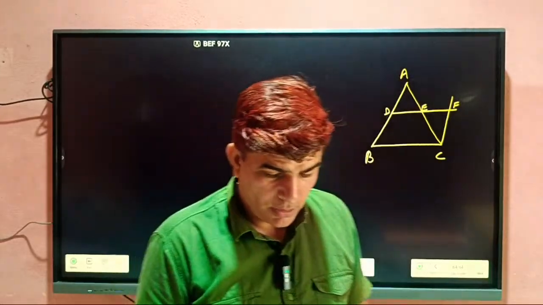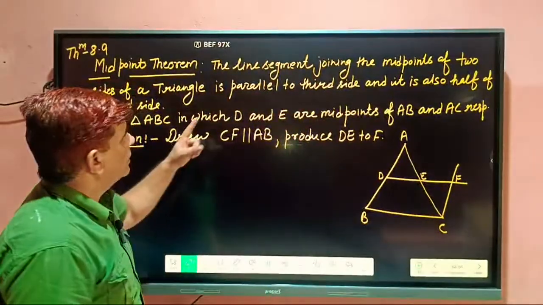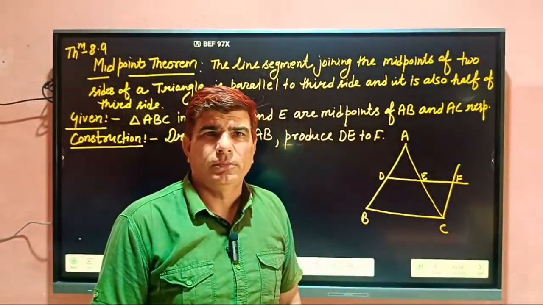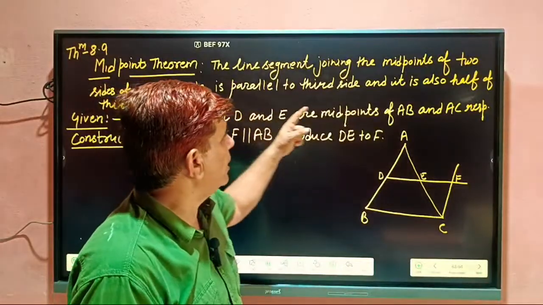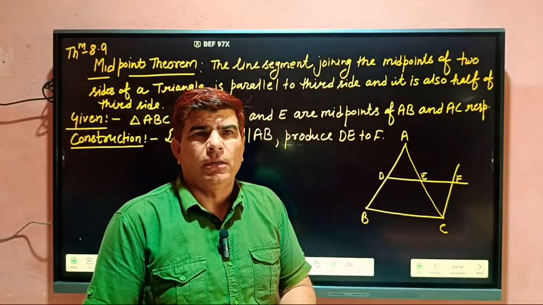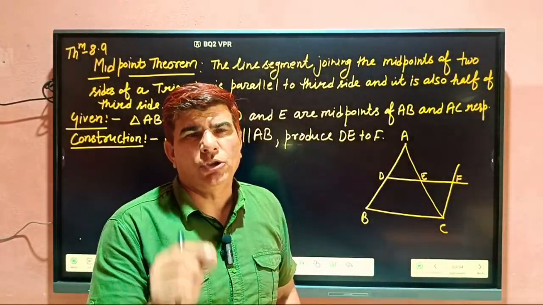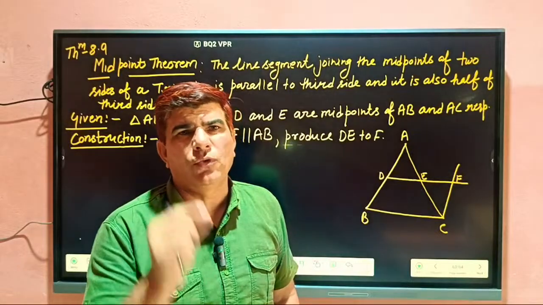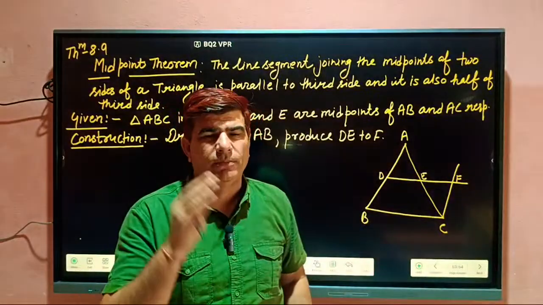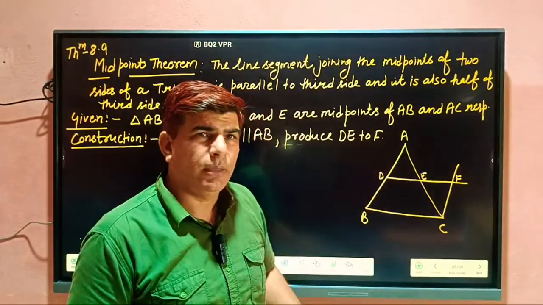Important theorem, midpoint theorem. What's the midpoint theorem? The line segment joining the midpoint of two sides of a triangle is parallel to the third side and half of it. Half of it meaning half of the parallel side. Understood? The line segment joining the midpoint of the two sides of a triangle is parallel to the third side and half of that side. Understood? That's its statement.